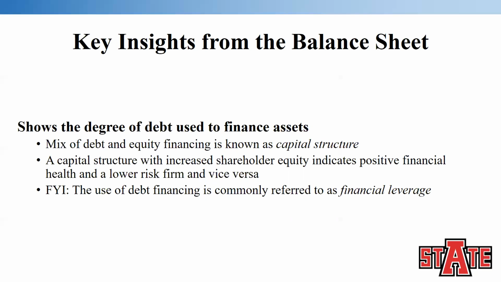Capital structure refers to the intentional decisions made by management in terms of deciding how much liability or debt financing we will use versus equity. One key thing to note here is that a capital structure with increased shareholder equity in it indicates positive financial health and a lower level of firm risk, which means lower interest rates, higher credit ratings, lower cost of capital. It's very, very important. The reverse is also true. A capital structure with lower shareholder equity, which implies higher liabilities, indicates negative financial health or a weakening financial condition and higher risk.